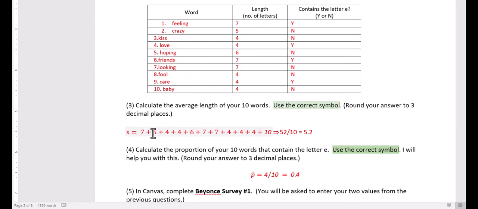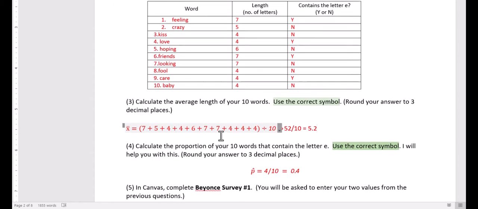And I should really be using parentheses here. If you're doing this on a calculator, make sure that you're using parentheses over the whole thing, divided by 10. Otherwise, it will just do 4 divided by 10 and add it up. Your calculator automatically does order of operations.